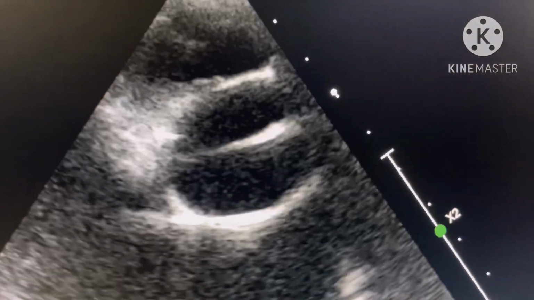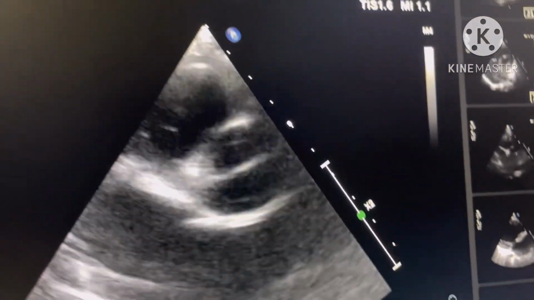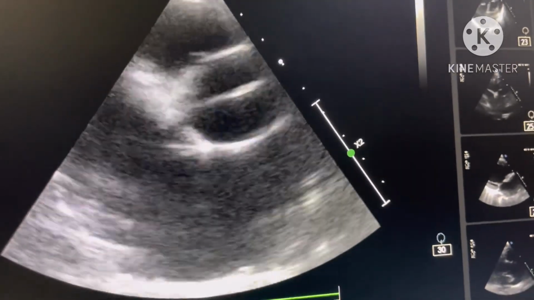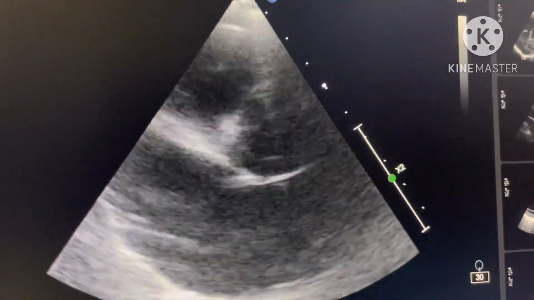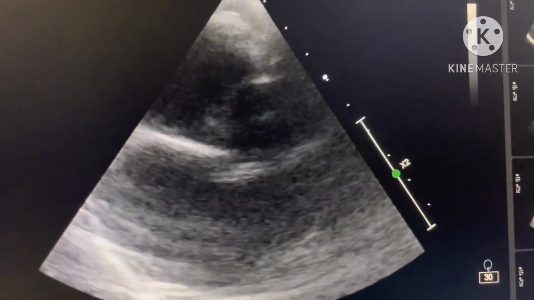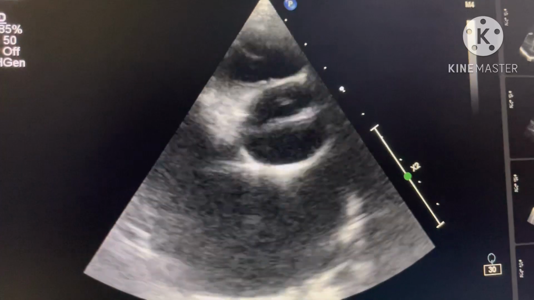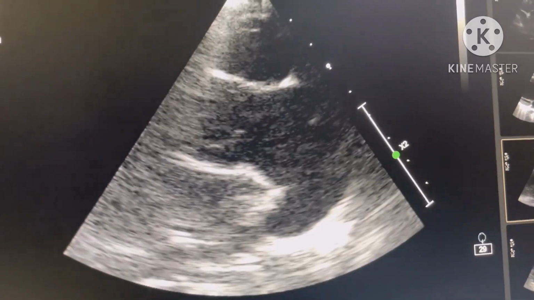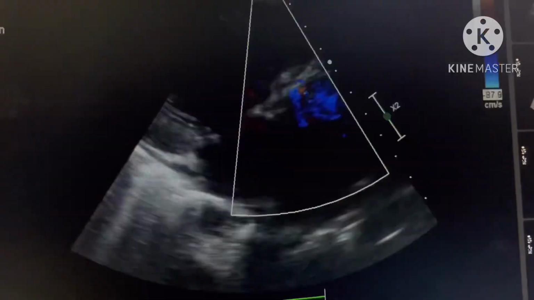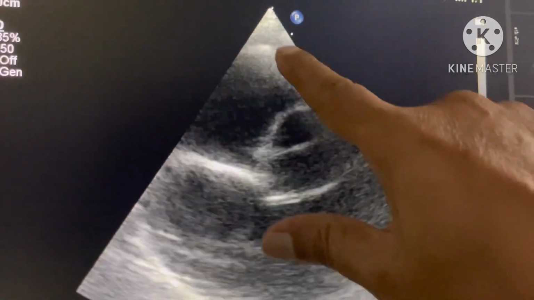You can see the bicuspid nature of the pulmonary valve. When it opens and when it closes, you can easily find out the number of cusps. In short axis view, you can see the aorta and pulmonary artery in short axis. Bicuspid nature of the pulmonary valve.